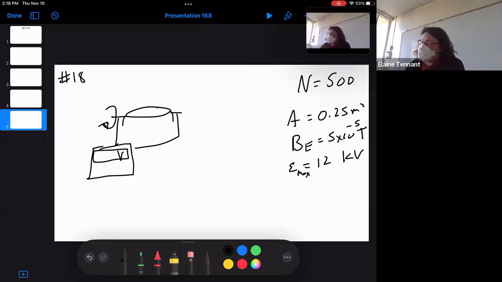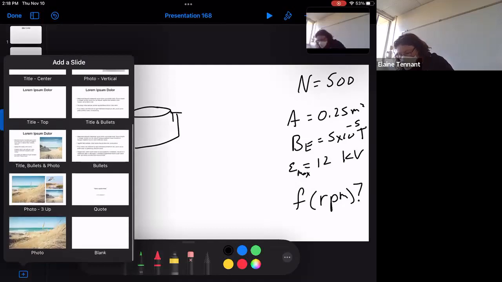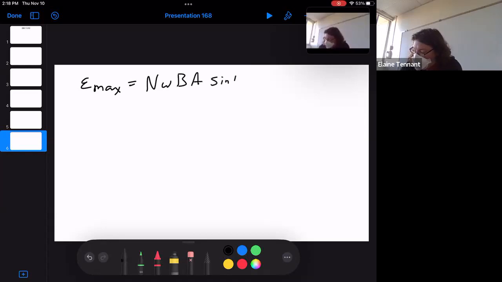And what we're going to find is what frequency in RPMs do you have to spin this thing to get 12,000 volts out of it? So mathematically, this is pretty straightforward. It's a generator. We have an equation for a generator. Since we just want the maximum, we don't need to worry about that sign component. We just need that right there.